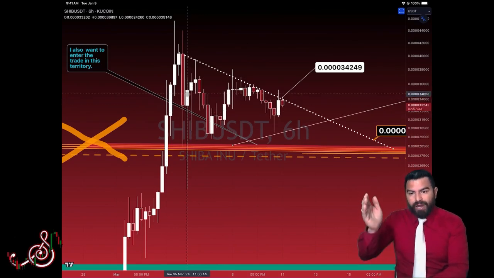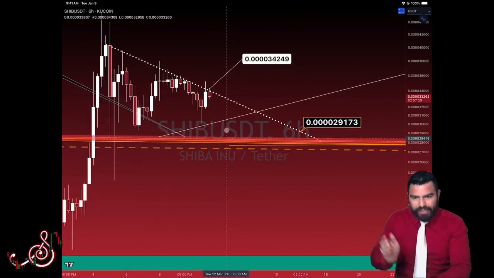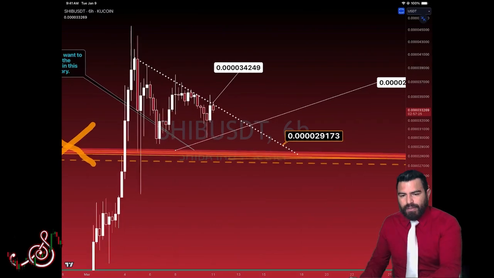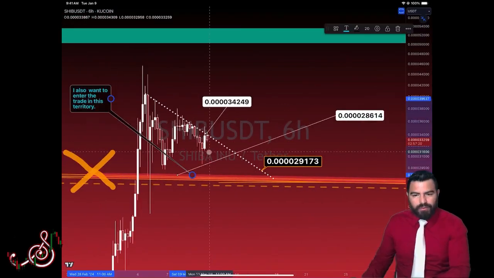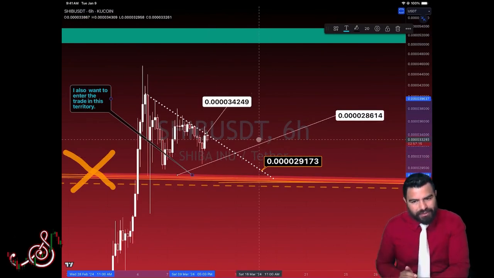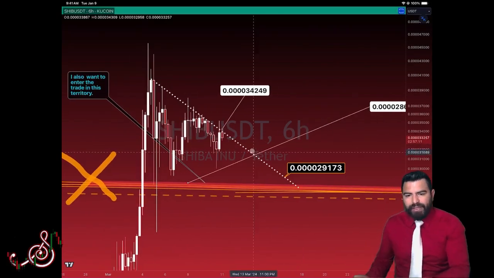It shook out, came right back to where it was. If Bitcoin goes down, it's very possible we're going to get shaken out again, and it's going to come right back to where it was. Okay. Well, expect Bitcoin. Good. Which means Shiba may have a stronger chance to get into this healthier territory. This is a 6-hour chart, and this is something that we can expect.